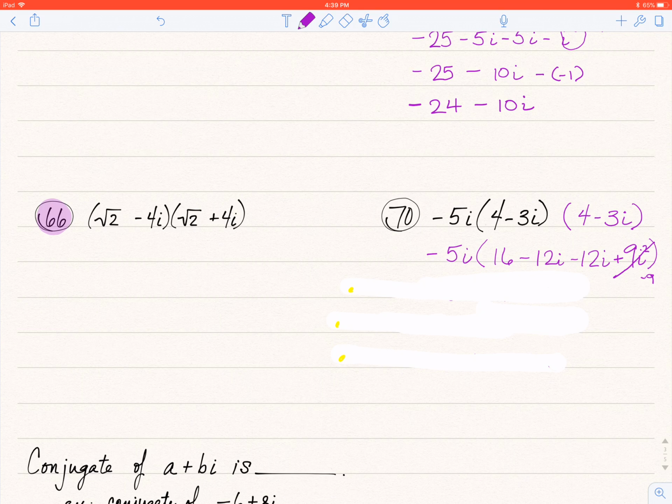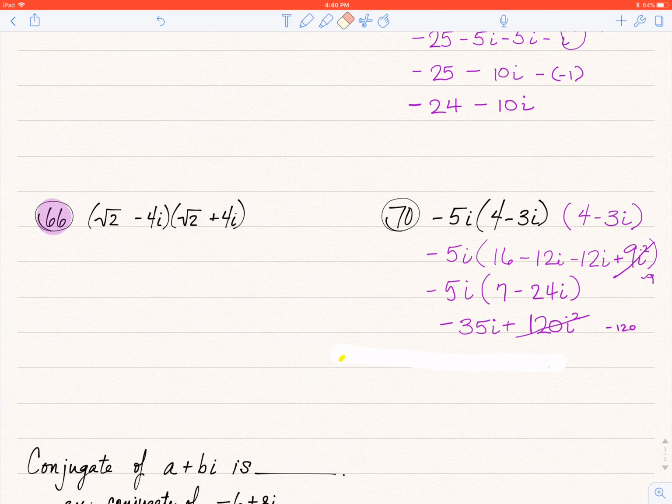So let's simplify what's on the inside by combining our like terms. 16 minus 9 is where I got the 7. Negative 12i, negative 12i is where I got the negative 24i. Now I can go ahead and distribute the negative 5i. So that's going to give me a negative 35i plus a 120i squared. Don't forget, your whole entire plus 120i squared is going to turn into a negative 120.